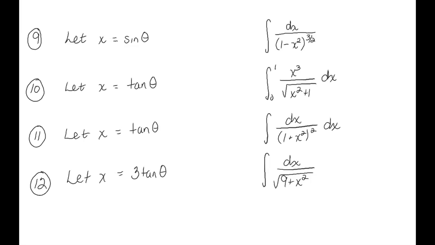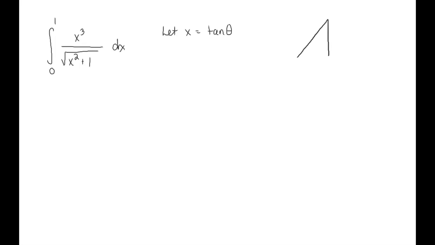So the integral of x cubed over square root of x squared plus 1, and this was from 0 to 1. Okay, and we said we were going to let x equal tangent theta. So I'm going to draw my triangle to start. Tangent theta is x, so x over 1. And there's my square root of x squared plus 1. So that's kind of nice.